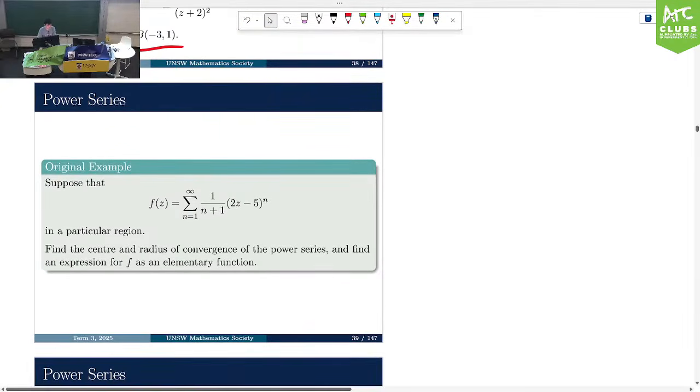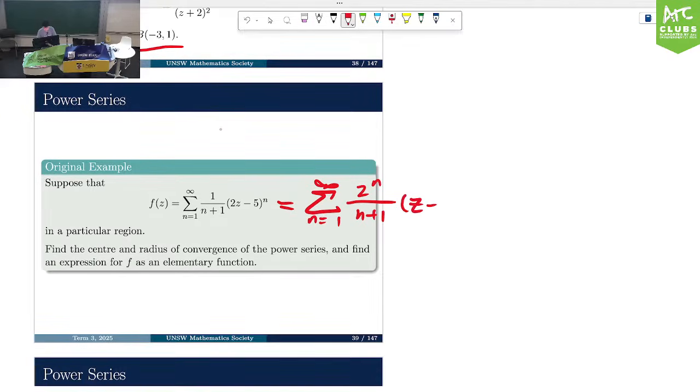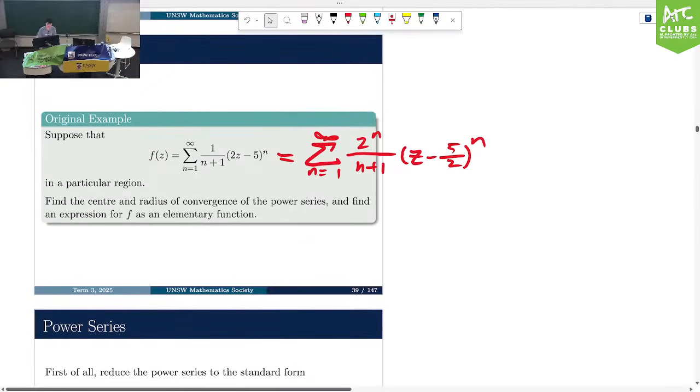This is just another example which is similar, except that they have an n plus something in the denominator instead. So we want to find the center and radius of this power series and find it in terms of an elementary function. In this case, it's not actually in the standard form of a power series, so that's what we should probably do first. Put it in the standard form: 2 to the power of n over n plus 1, (z minus 5) over 2, to the power of n. That's going to be the standard form of the power series, because we can't have a constant in front of z.